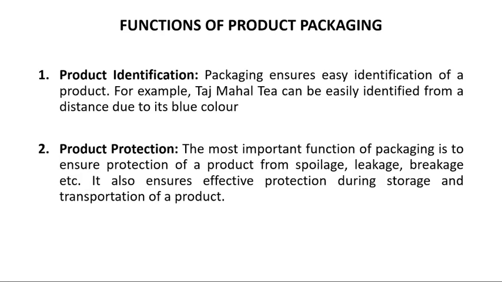The first one is product identification. Packaging ensures easy identification of a product. For example, Taj Mahal tea can be easily identified from a distance due to its blue color. Even Red Label, the packaging is in red color. And Lipton, it is in yellow. So from a distance, you can just look at the package and say, yeah, it is this brand or this company's product. So that is called product identification. That can be easily done if there is a good packaging.